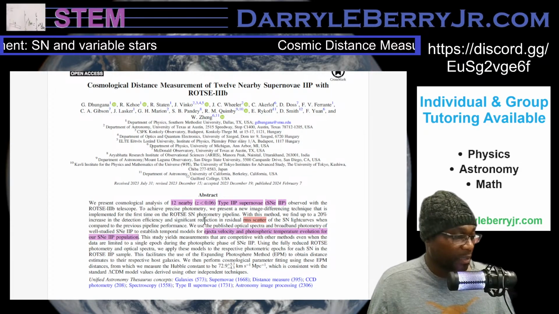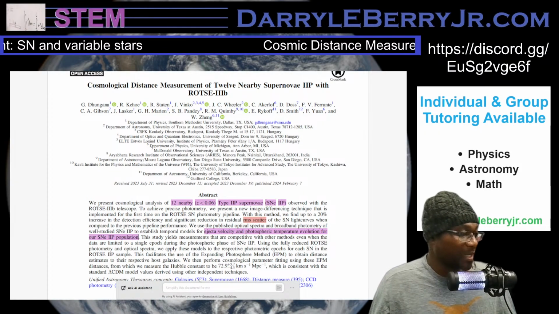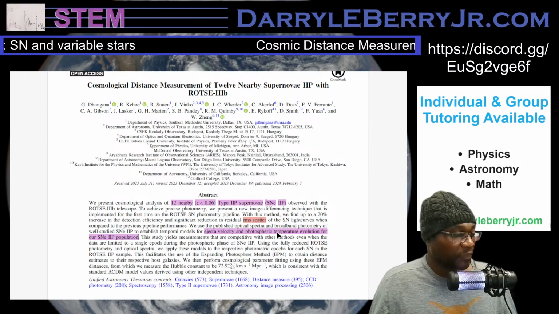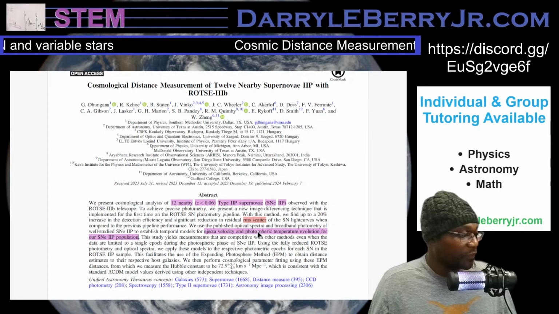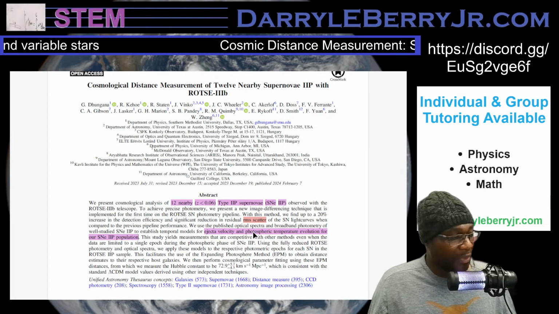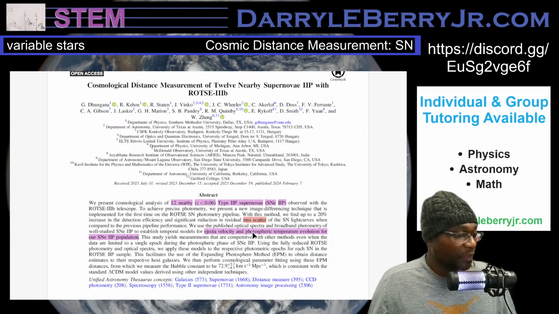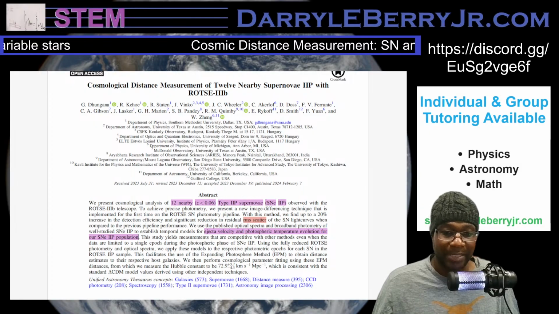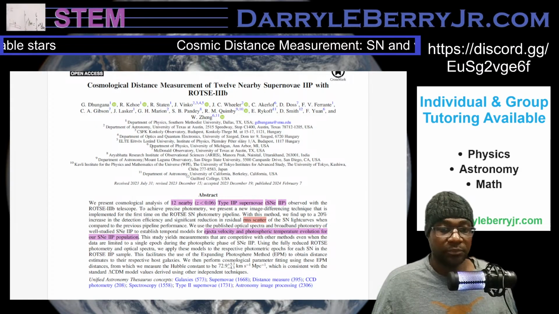This study used measurements that are competitive with other methods, even when the data are limited to a single epoch during the photospheric phase of supernovae 2P. Using the fully reduced ROTSE photometry and optical spectra, we apply these models to the respective photometric epochs for each supernova in the ROTSE 2P sample. I feel like I need to look up ROTSE. I'll look that up real fast.